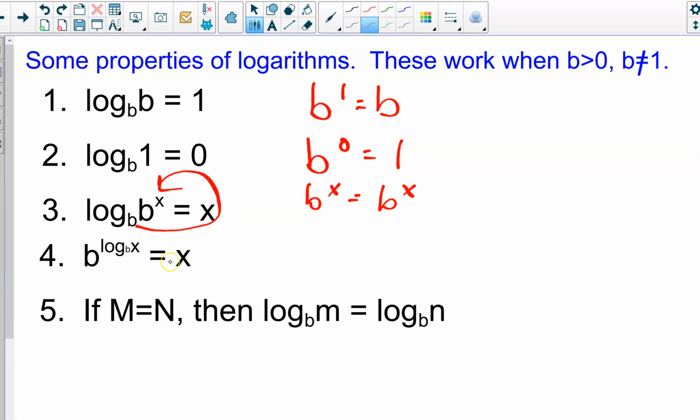And this last one's a little bit different. I wouldn't even try to derive that one. But if you have b to the log of base b, it is going to be whatever that is, x. And then on number 5, if m equals n, then the log of m equals the log of n, if these are the same numbers right there.